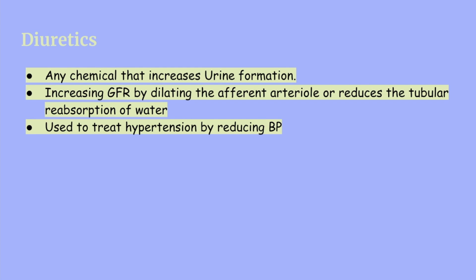Now, diuretics also reduce the tubular reabsorption of water. Now, diuretics are a great treatment for hypertension because this reduces blood pressure. And as we talked about, if water isn't reabsorbed, then there's no high blood pressure. Now, an example of diuretics, a weird example, would be alcohol. Alcohol inhibits antidiuretic hormone secretion by reducing reabsorption in the collecting duct and overall increasing urine formation.